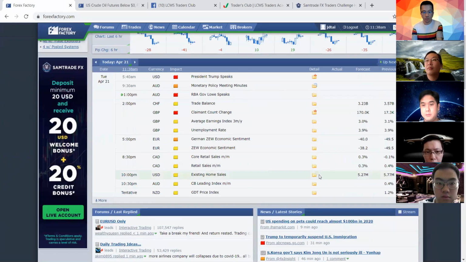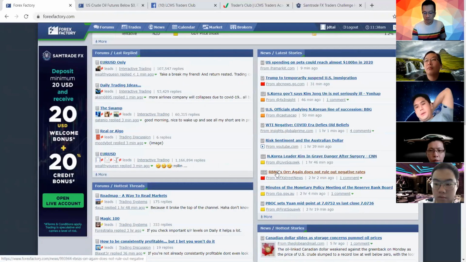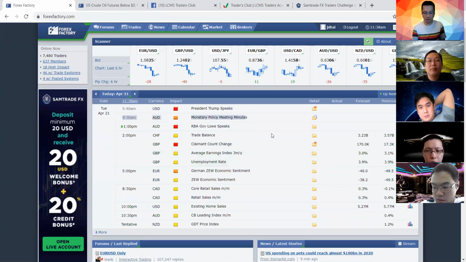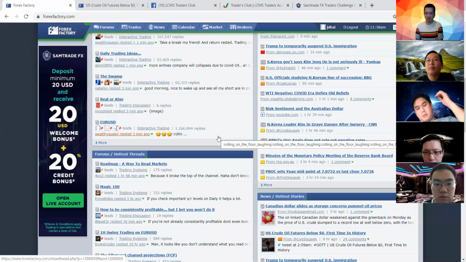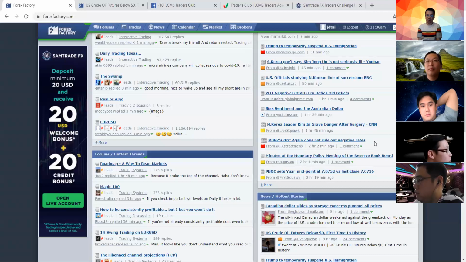One thing that I actually like was that at 9:30 there was a policy meeting minutes, but then the New Zealand actually came out and said that it does not rule out negative rates. So while we see that the policy meeting minutes has not really done that much to the Aussie, we could see still more news coming out at 1 p.m. We also see New Zealand not ruling out negative rates. So if we see a possible downward move in New Zealand dollar, a weakening of the New Zealand dollar because of possible negative rates, we could also see in turn the Aussie dollar coming lower, right?